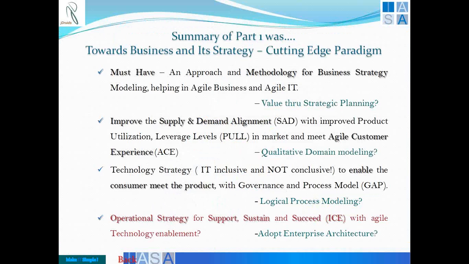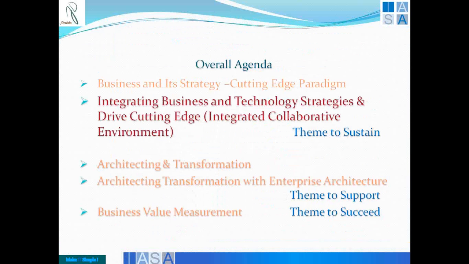So let's move forward in terms of what we have in the overall agenda. Though we discussed the first part, today we are discussing integrating business and technology strategies, and further we will be looking at how to do architecting and how do you actually transform, what does it mean for business, what does it mean for technology. That will be part 3. Part 4 is more in terms of architecting a transformation with the enterprise architecture, architecting solutions, and then going for a program, because business transformation is 2 cups of tea.